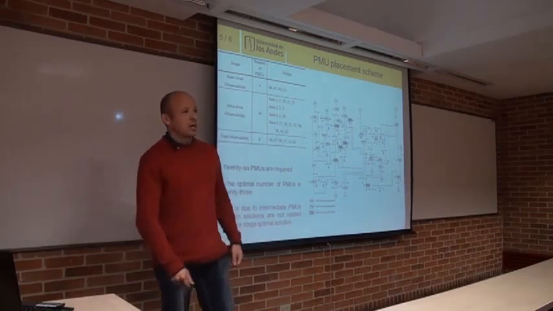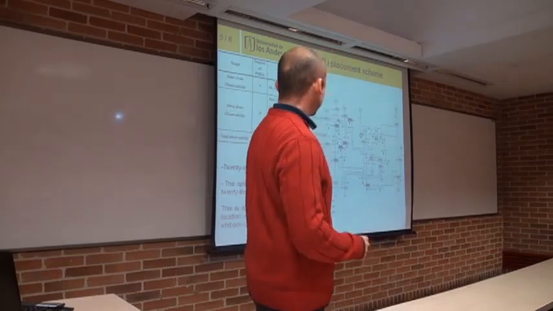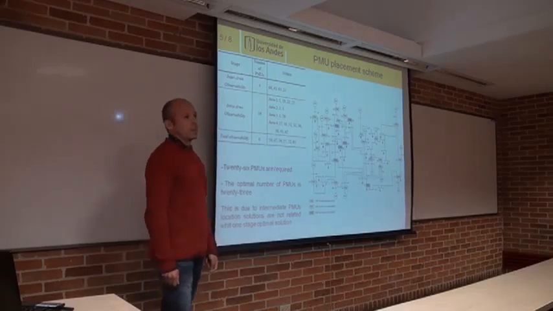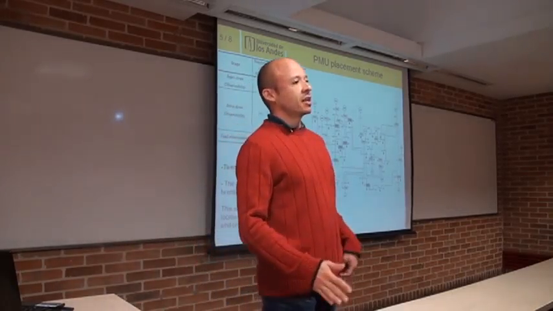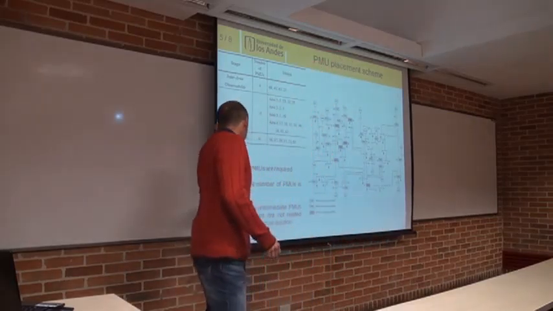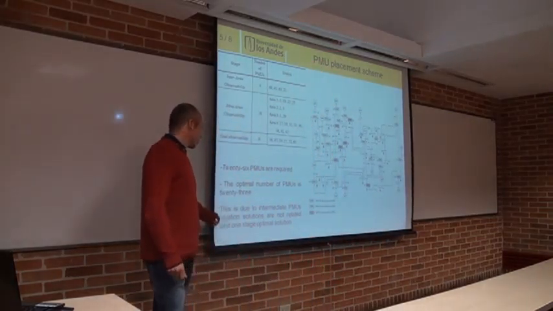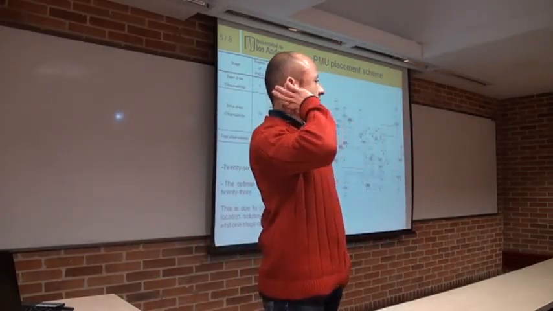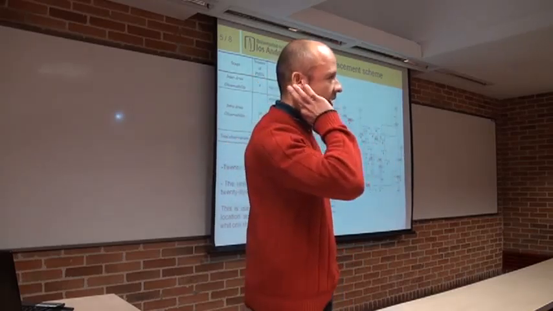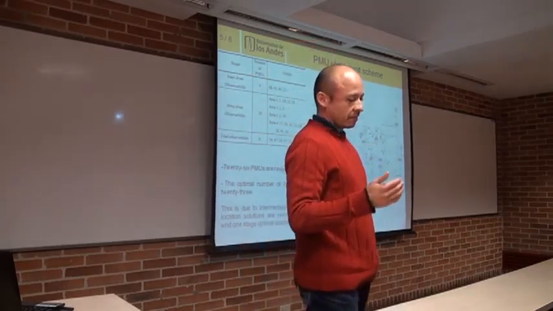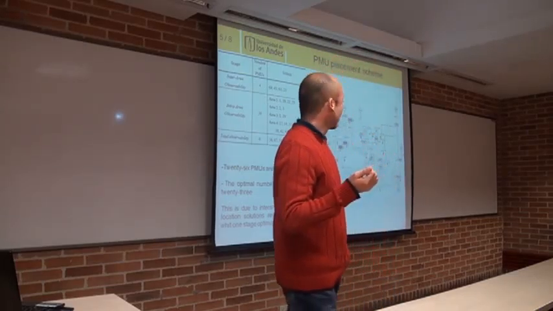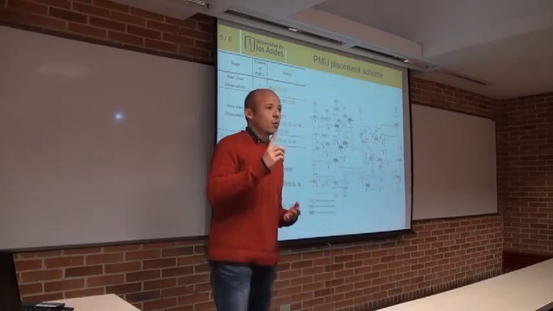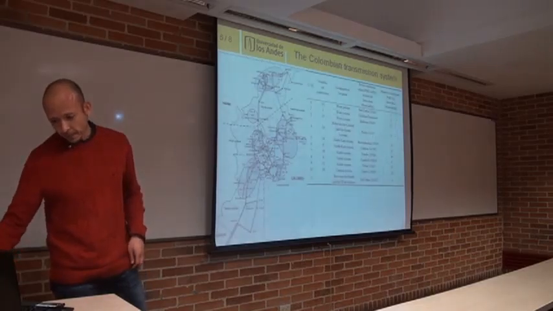26 PMUs are required to monitor all the system. However, the optimal number is smaller. By solving the integer linear programming of this problem, it is 23. This is due to intermediate PMU location solutions not being related with the one-stage optimal solution. That means this is a methodology that has been developed to place those PMUs in stages. So the solution in one stage is not the same.